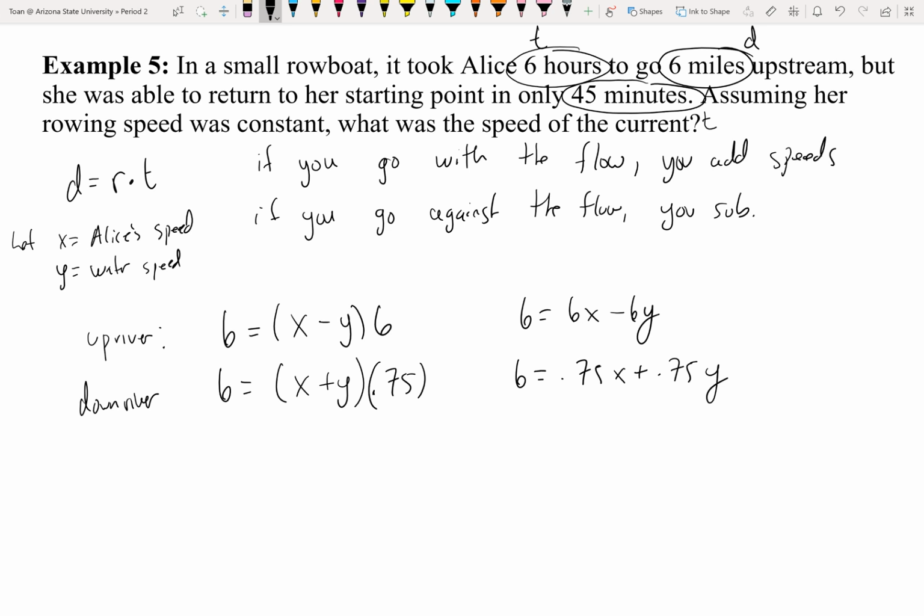So when it comes to speed problems, an airplane in the air, a boat in the water, the idea is distance equals rate times time. And the idea is if you go with the flow, add the speeds. If you go against the flow, subtract the speeds.